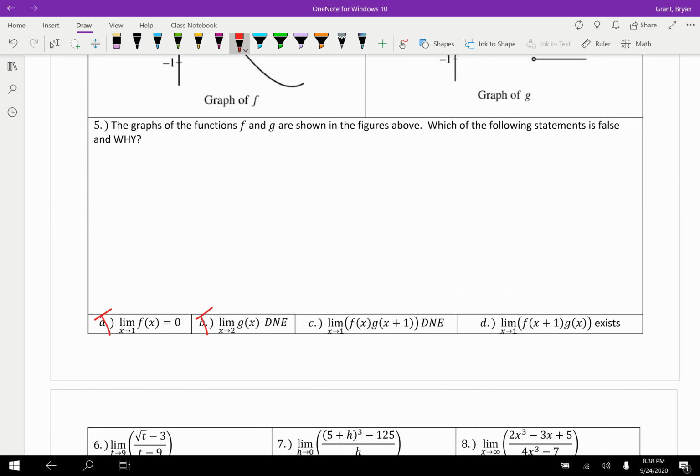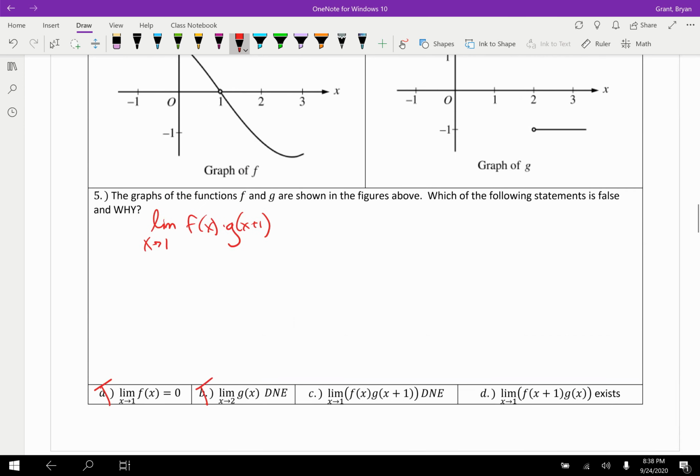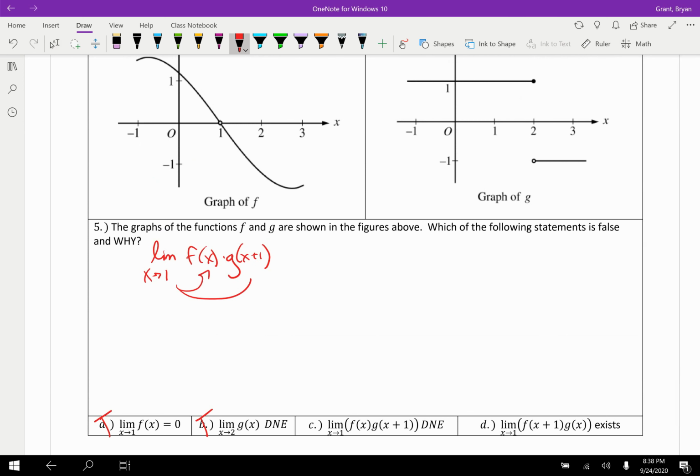Okay, a couple ways to think about this. I'll probably have to erase a few times. The limit as x approaches 1 of f of x times g of x plus 1. Well, the first thing that we don't want to do is plug 1 in here. The reason we don't want to plug 1 in is because we don't know if those functions are continuous. If the function is continuous, then the limit value equals the value of that x value plugged in. Well, we know this one's not continuous.